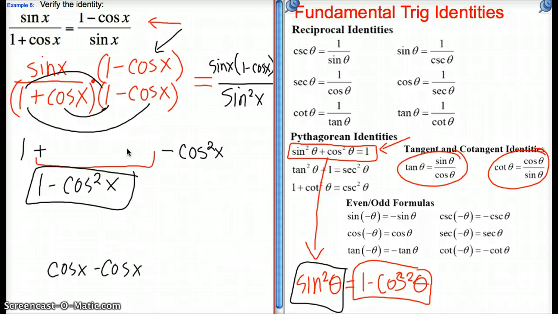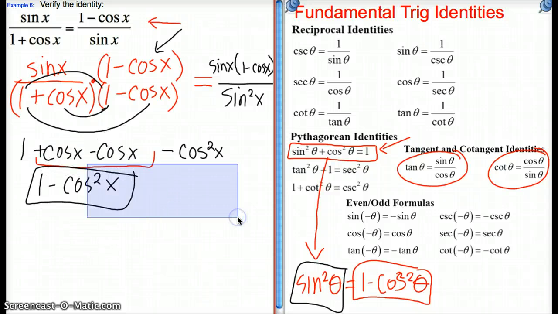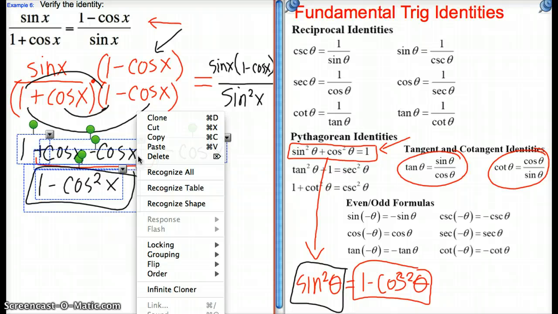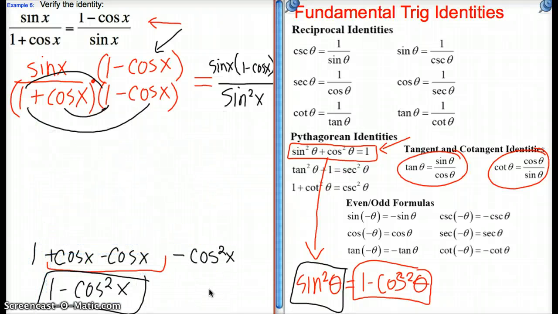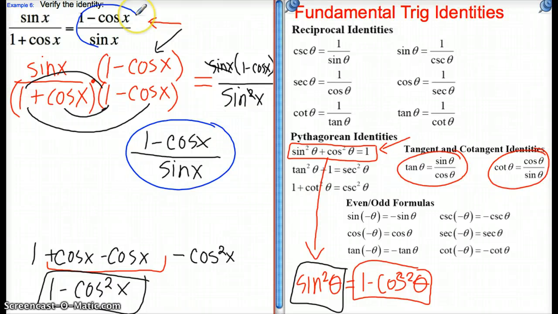Now let's move some of this stuff out of the way so that we can see where we can head from here. I see a sine of x on top and bottom that I can cancel. So I'm going to cancel one of these and get 1 minus cosine of x over sine of x. I've arrived at my end goal and verified the trig identity. Now, this took a lot of Algebra 2 algebra factoring and product techniques that we will definitely review in class.